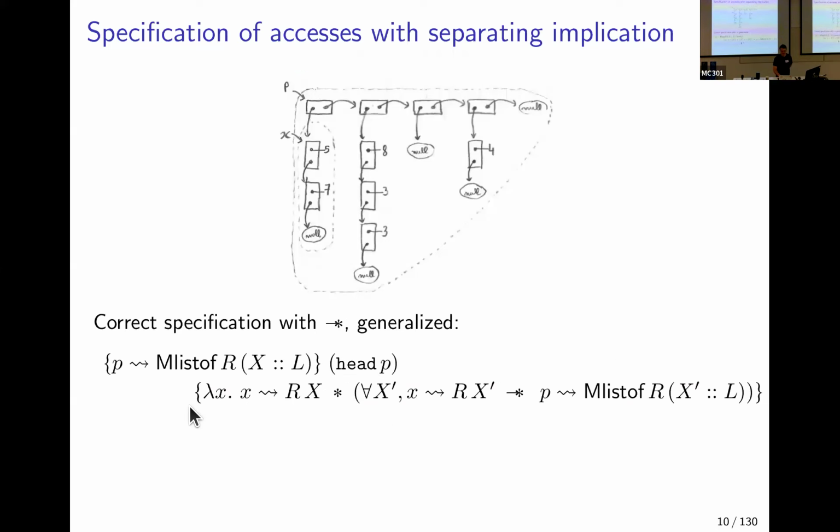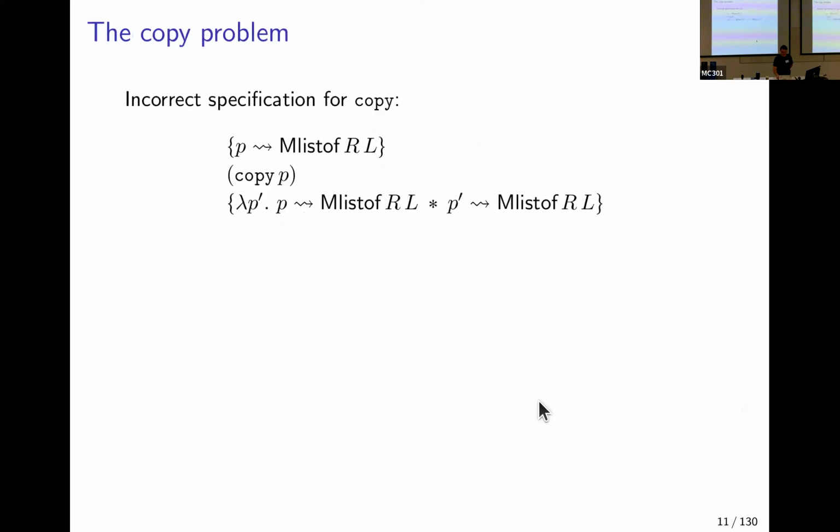And so you would have something like this, X points to X. And if you give me back X points to any other X prime, then you get this list X prime. So that's one example of the magic wand. We'll see bigger things after that. Okay, that's one small thing.